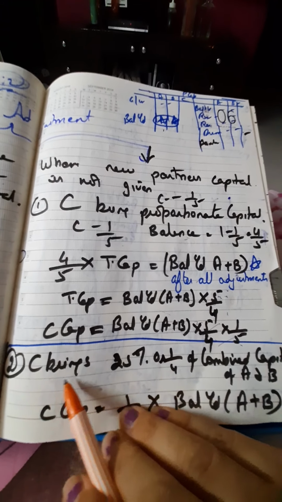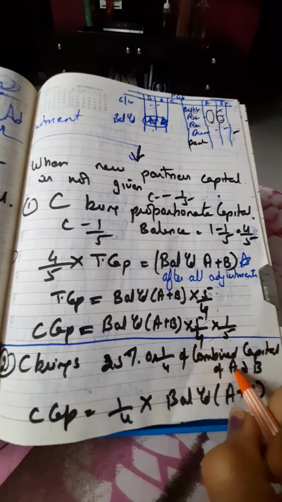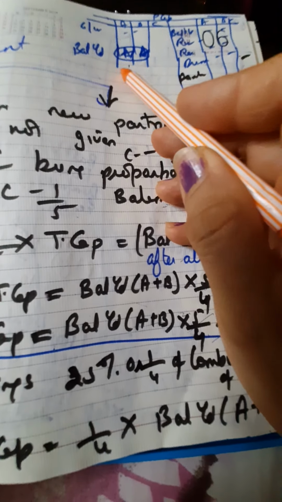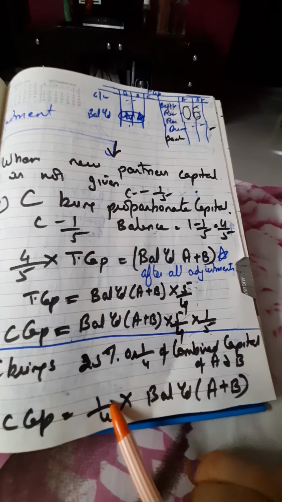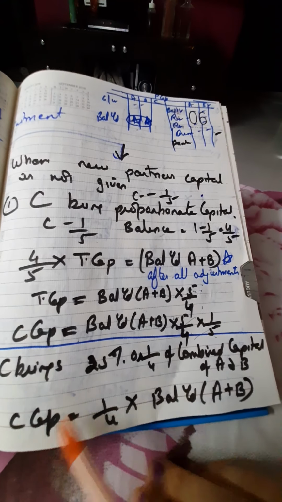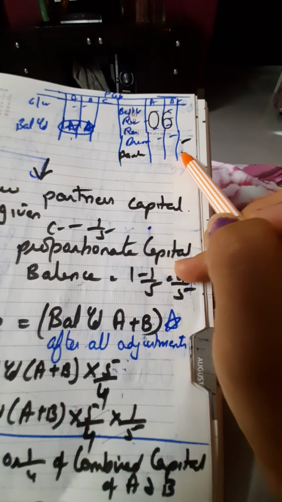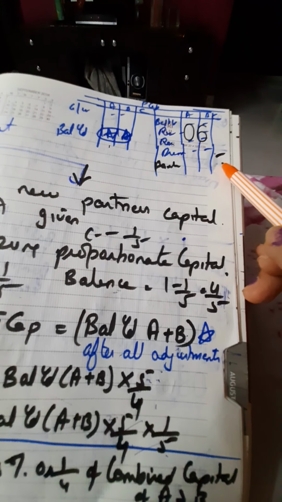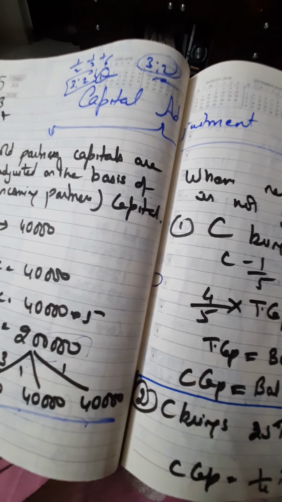Second case in this is when C brings 25% or maybe 1/4 of combined capital of A and B. What is combined capital of A and B? The balance c/d of A and B. So take balance c/d of A and B, add it and take 25% or 1/4 of it, that will be C's capital. Now this capital which we've calculated of C will come over here by bank, and we are going to show it over here. That's it. So these were the cases of capital adjustments of admission.